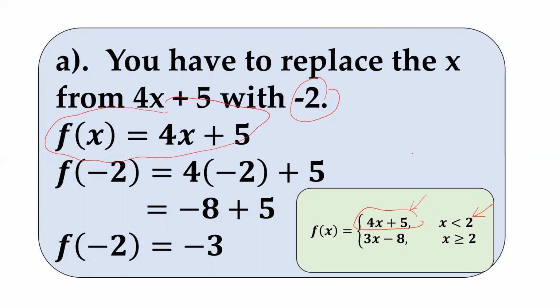Next is the same process as evaluating a function. You have to substitute the value of negative 2. That would become f of negative 2 is equal to 4 times negative 2 plus 5. And perform operations. 4 times negative 2 would give you negative 8 plus 5. Simplify the result. Your final answer is negative 8 plus 5, which is negative 3. All right, what about letter B?